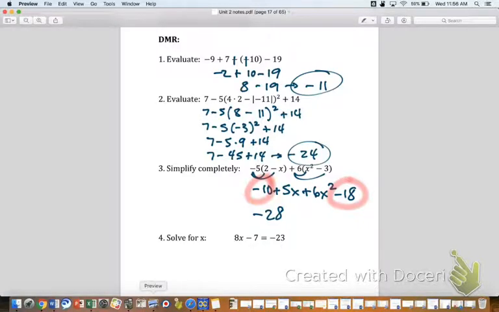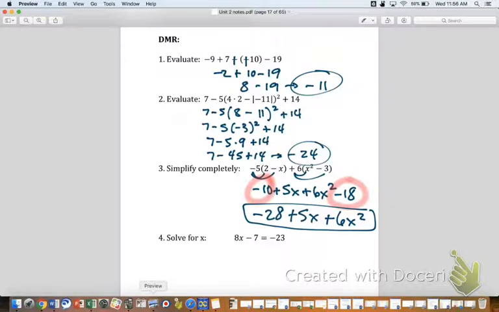6x squared has an exponent and 5x doesn't. So 6x squared has a what? Exponent. Right, it's 6x squared versus just x to the first. That's exactly right. So I just leave those alone. 5x plus 6x squared along with that negative 28 would be my final expression.